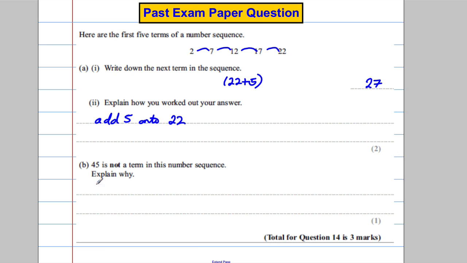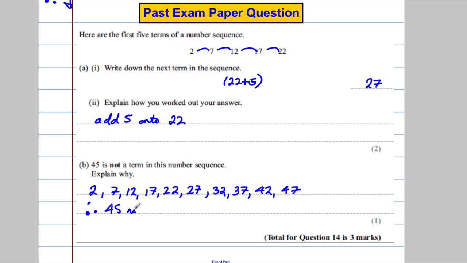45 is not a term in the sequence. Explain why. Well, there are 2 ways to do it. You could continue the sequence. So you've got 2, 7, 12, 17, 22, 27. You keep adding 5. So your next ones will be 32, 37, 42, and 47. So therefore, 45 is not in the sequence.